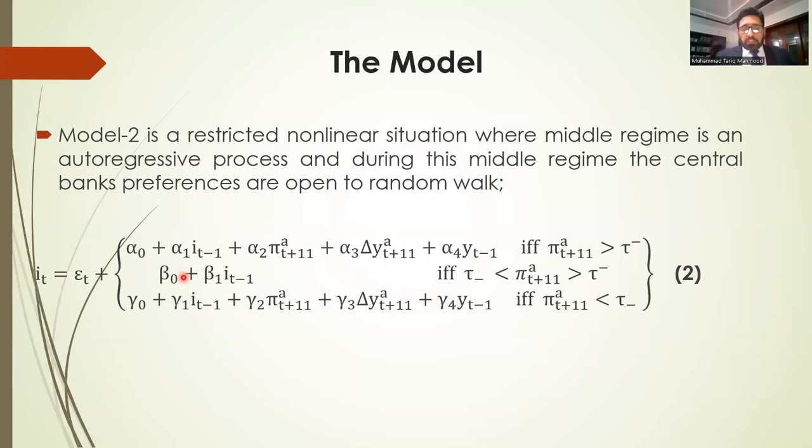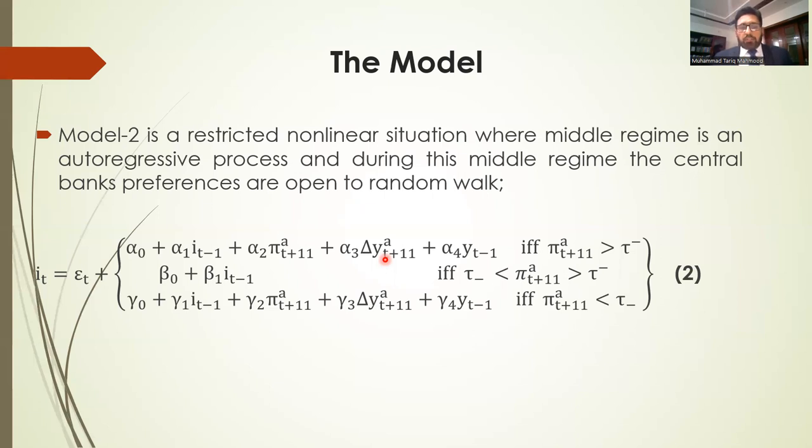Whereas in the upper threshold model, we again have alpha 1, alpha 2, alpha 3, and alpha 4. And in this particular situation, we are interested in looking at whether alpha 1 in this model 2 is different from the alpha 1 which was used in model 1, etc.